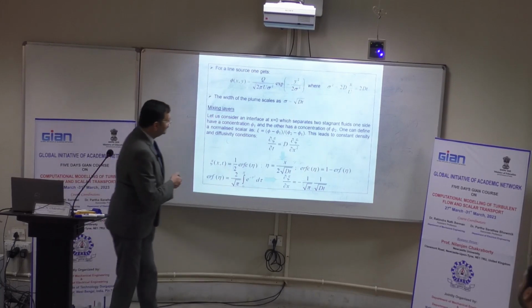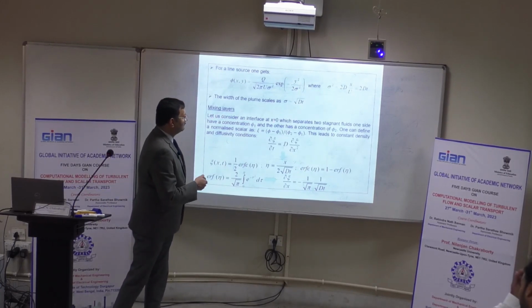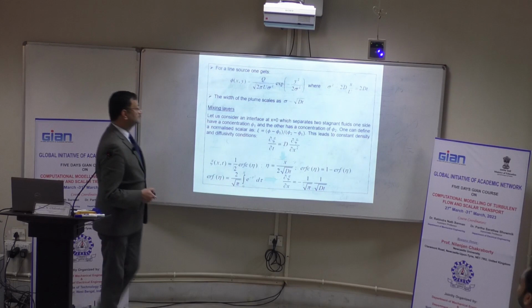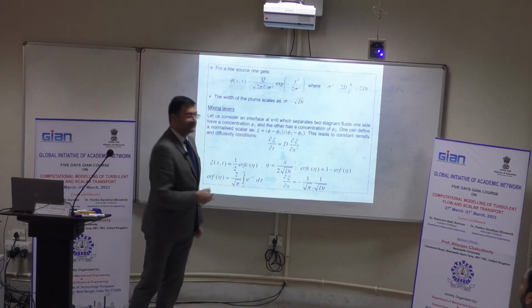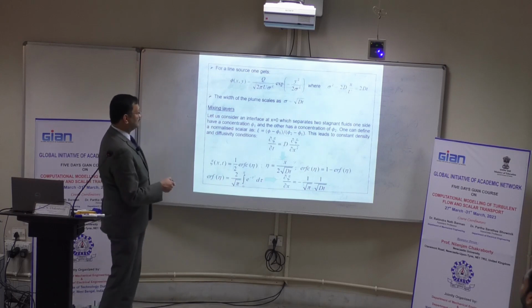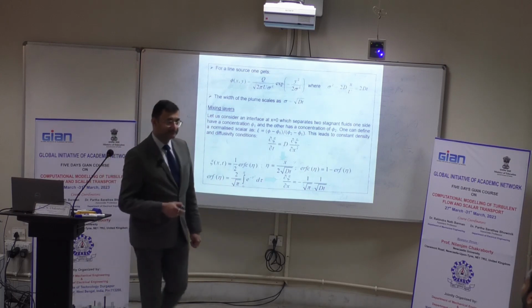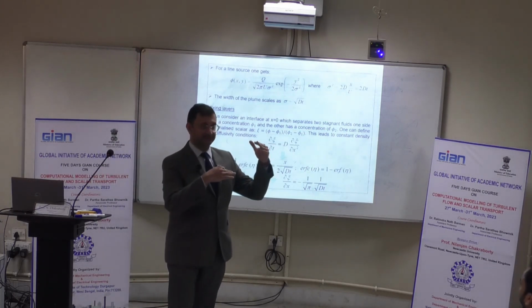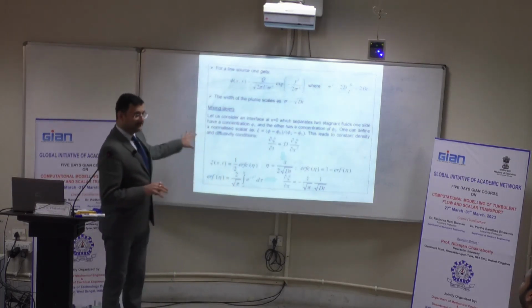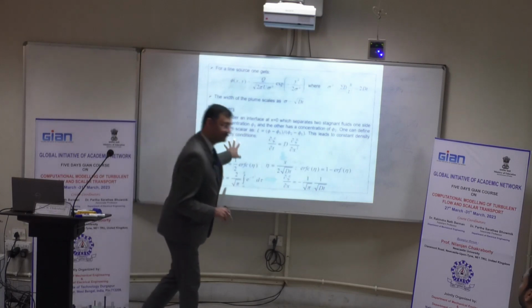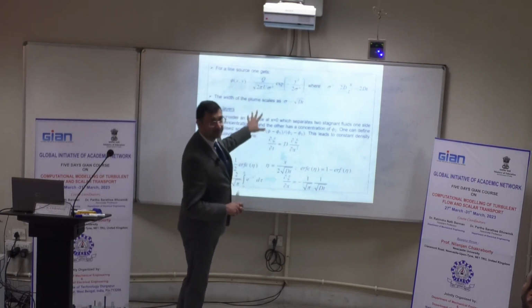Now, if I consider a mixing layer at x equal to 0, which separates two stagnant fluids. One side you have phi 1, another side phi 2. Okay, these are the two concentrations. Please note at this point previously I did not talk about any turbulent problem. I'm talking about just molecular diffusion.